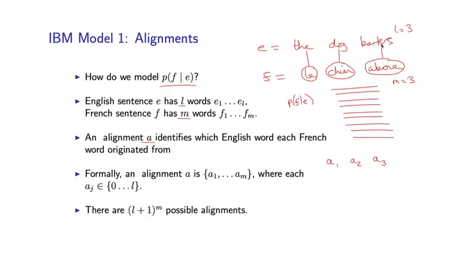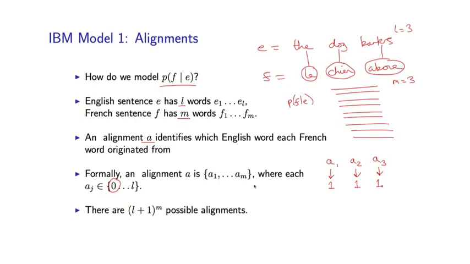Okay? So more formally, any of these alignment variables can take any value in 0 to L, where L is the length of the English sentence. I'll talk in a second about why we have 0 included here. But for this particular alignment, we have A1 equals 1, A2 equals 1, A3 equals 1.